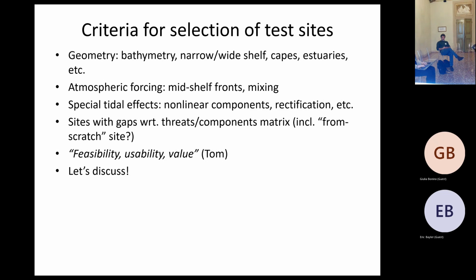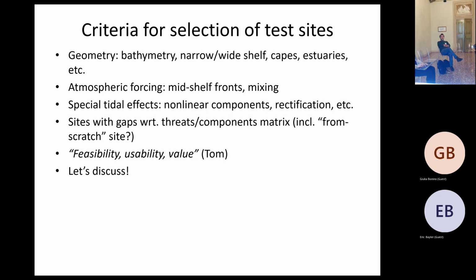Atmospheric forcing will clearly play an important role, so if we are to validate the concept, it's probably important to be able to validate the concept in different regimes. For instance, in the case of a wide shelf, we can have mid-shelf forms with an inner shelf or outer shelf. So this will be an interesting element: stronger, weaker mixing, stratification, and so on. Some special tidal effects. So it's all about the dynamics here.